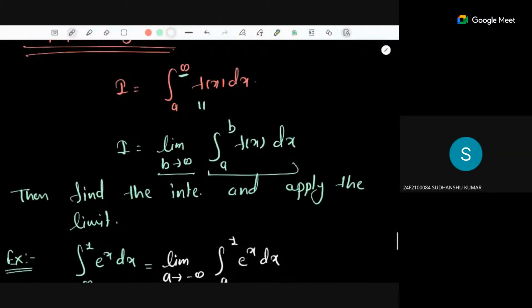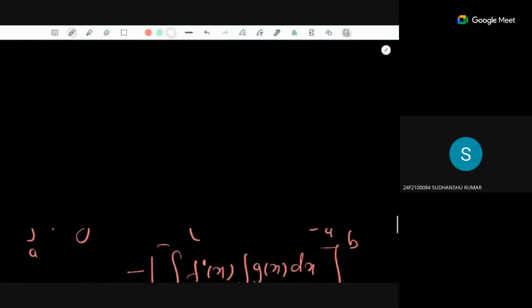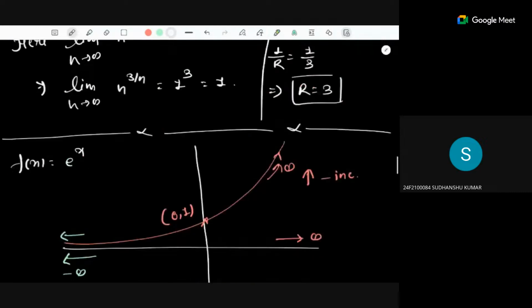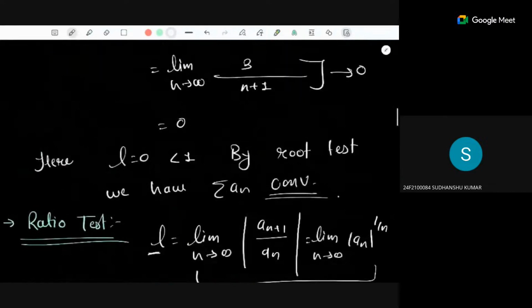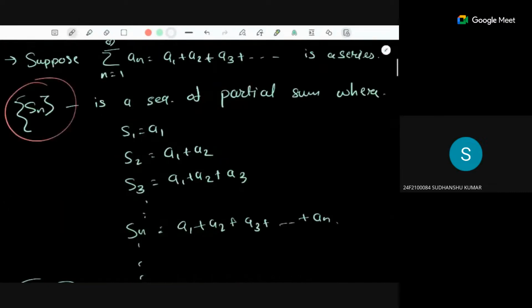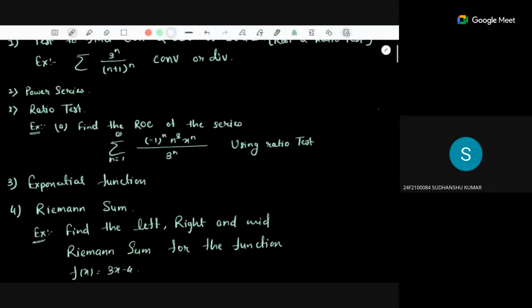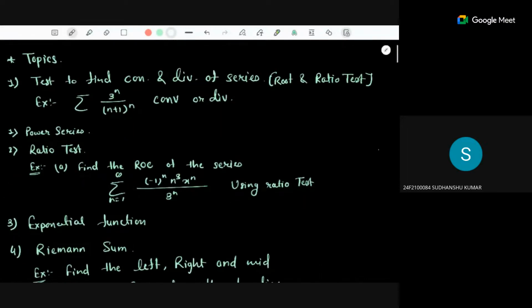Okay, so that's all from my side. I think I have covered almost all the topics, so let's recall once what we have done so far. We started with some basic definitions of series. What is a series? How do we determine the convergence and divergence of a series using tests? We have the comparison test, root test, and ratio test.